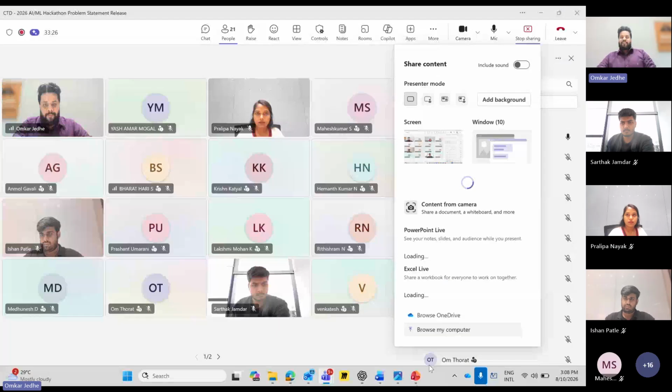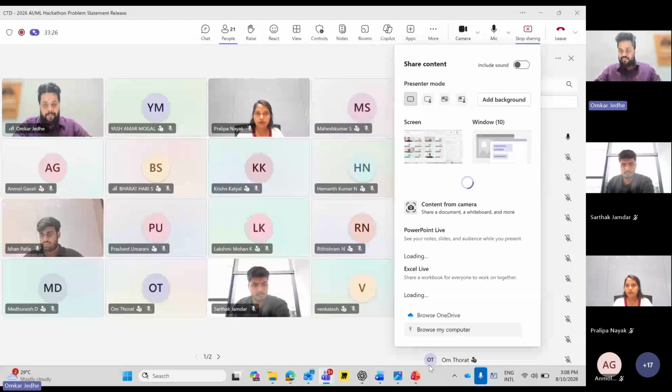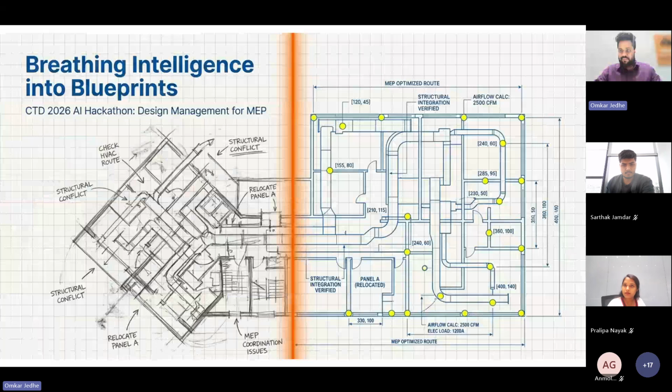Please confirm if you are able to see my screen. Okay, awesome. So here we are at Construction Technology Day 2026 AI Contact Hackathon. This time we are in edition two, after a successful first edition, with design management for MEP as our problem statement to solve.